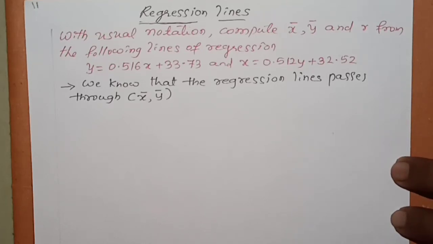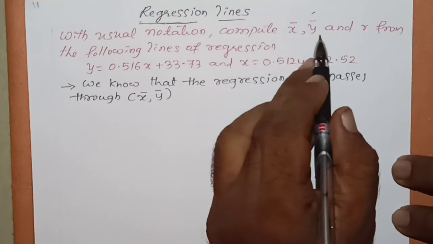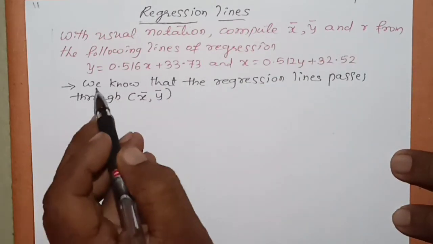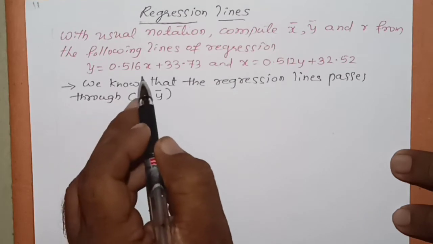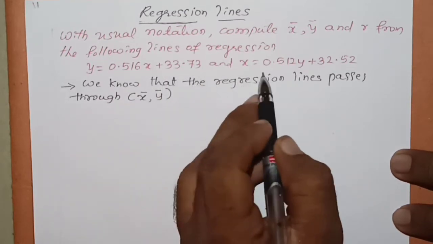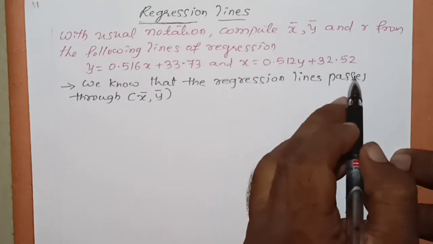Topic is regression lines. The question is, with usual notation, compute x bar, y bar and r from the following lines of regression. It is given y is equal to 0.516x plus 33.73 and x is equal to 0.512y plus 32.52.